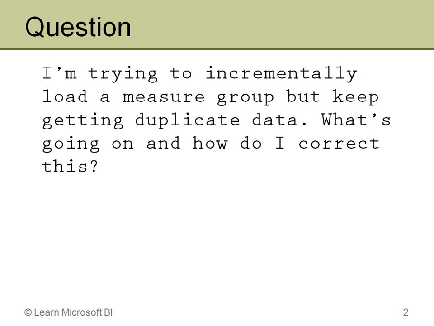But the problem here is that the user is saying, look, I'm adding new records to the fact table, and I want to do incremental processing of a partition. I only want to read the new records into that partition, but anytime I do incremental processing, I'm getting duplicate records in. Well, the reason for that is fairly straightforward. I'll show you in just a moment.